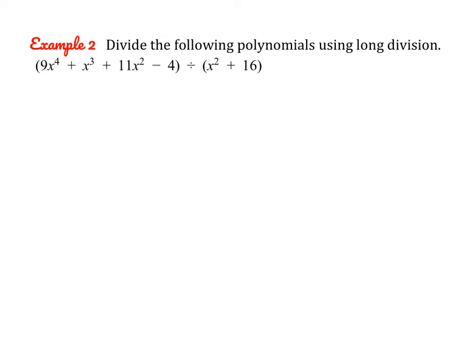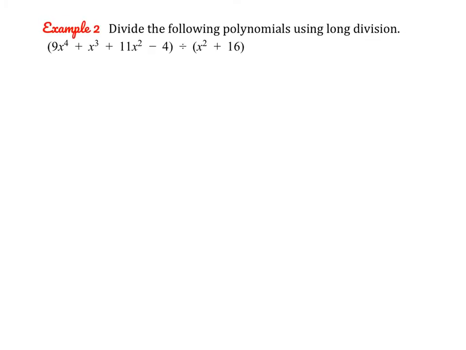All right, let's try another one of these together. So let's start with the setup. Here, again, that first polynomial is going to go underneath your tabletop. So we have 9x to the 4th plus x cubed plus 11x squared. And here you might notice that we jump straight from x squared to your constant. So we're actually missing that x term.